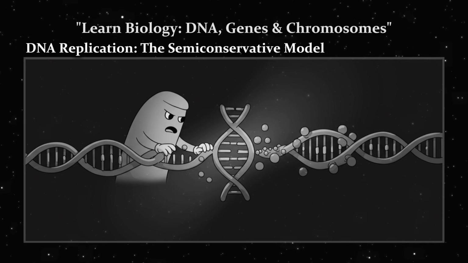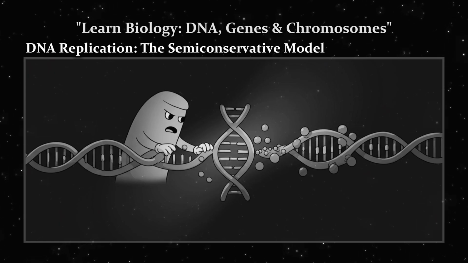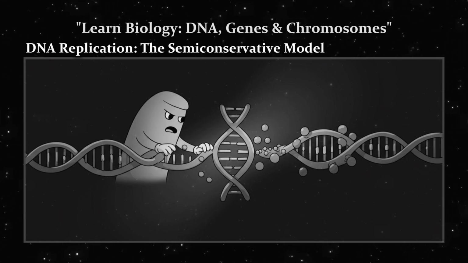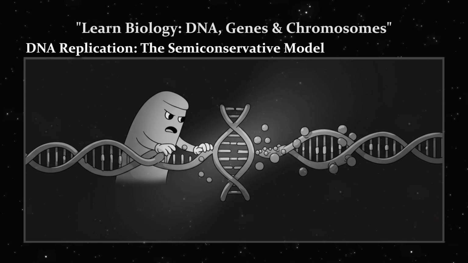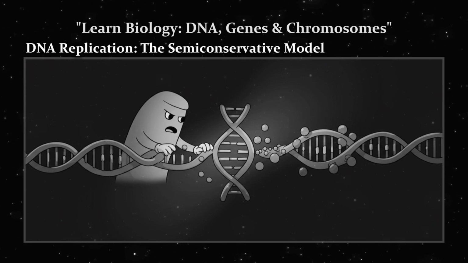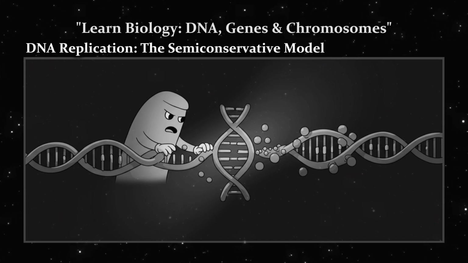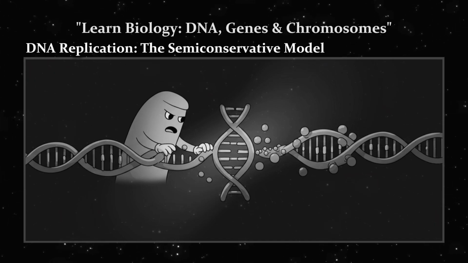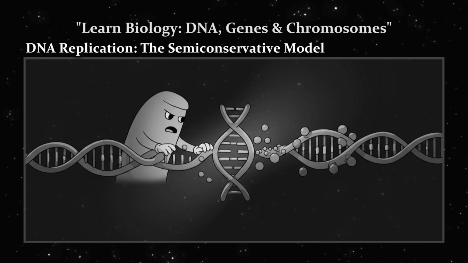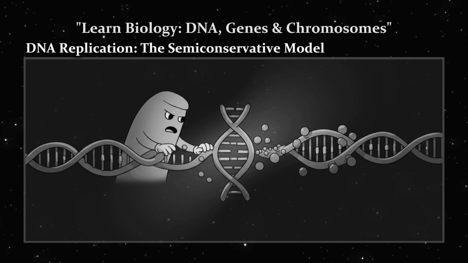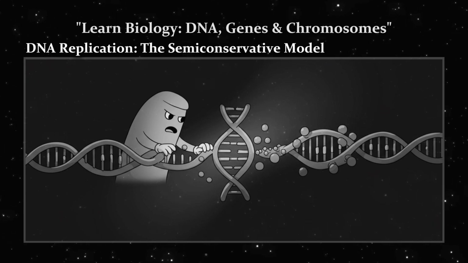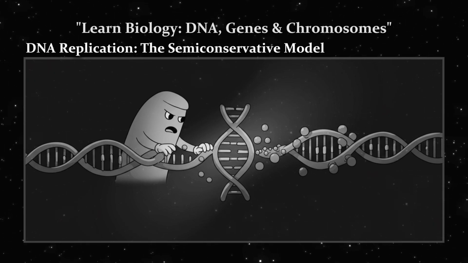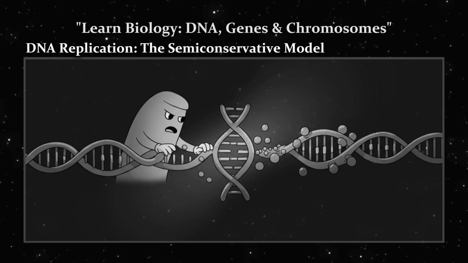The process begins with a profound question. When you copy a double-stranded molecule, what does the copy look like? Do you create an entirely new, fresh copy, leaving the original master molecule intact? Or do you use the original in some way? The answer was confirmed in 1958 by 2 scientists, Matthew Meselson and Franklin Stahl. Their work proved that DNA replication follows a semi-conservative model.